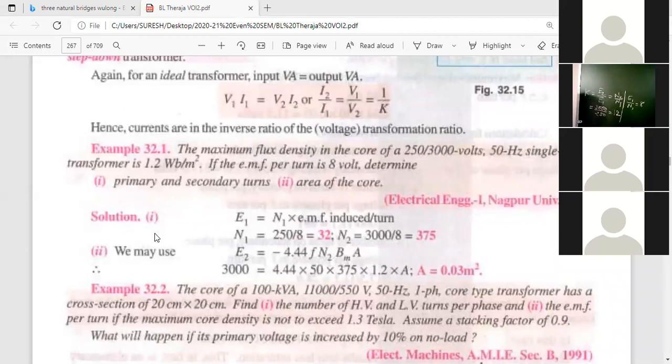Sorry, we can easily determine N1 and N2. I am going for the complications. Yes, sir. E1 by N1 is 8. E1 we know. What is E1? 250 by N1. 250. Okay. Now what is N1 from this? 31.25. 250 by 8 is 31.25.